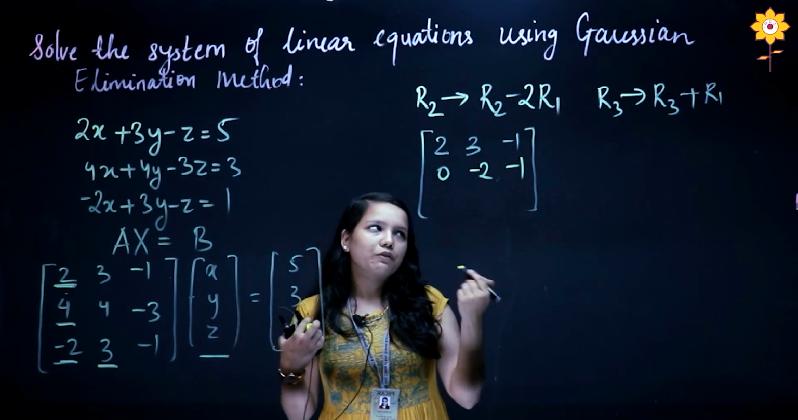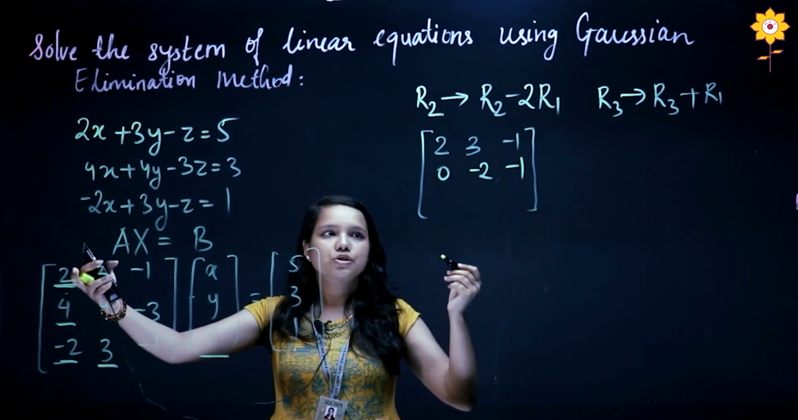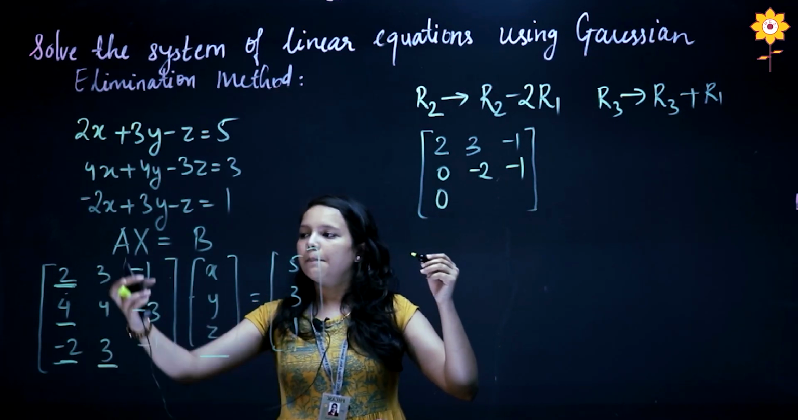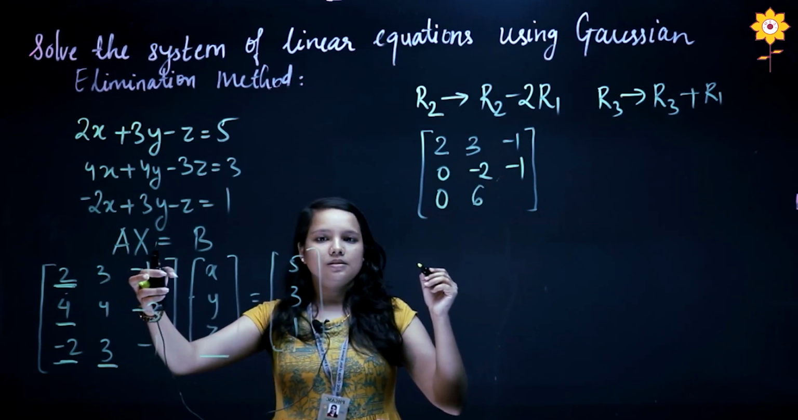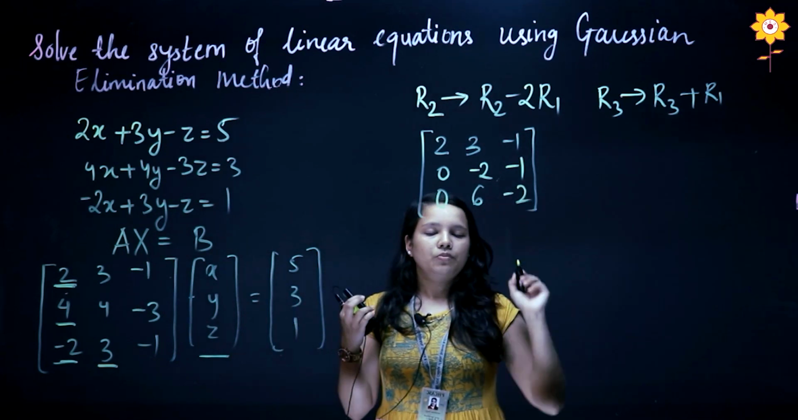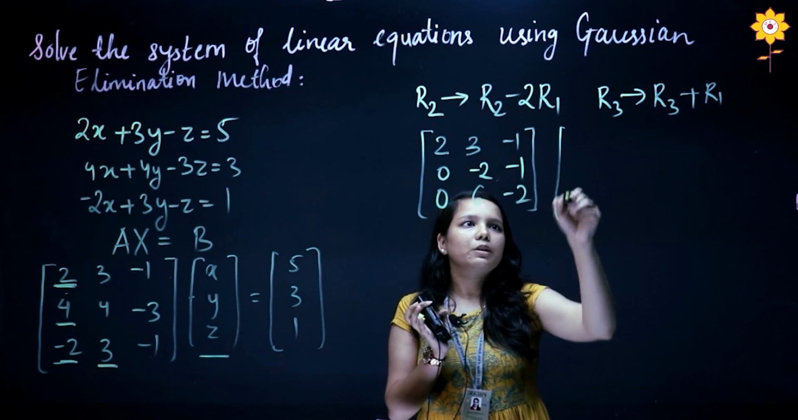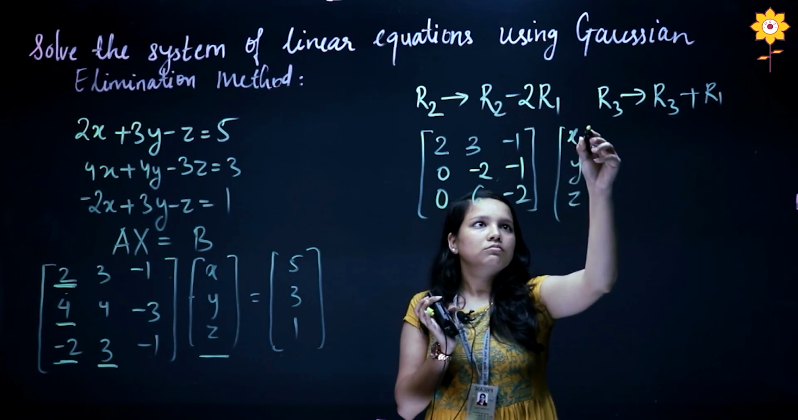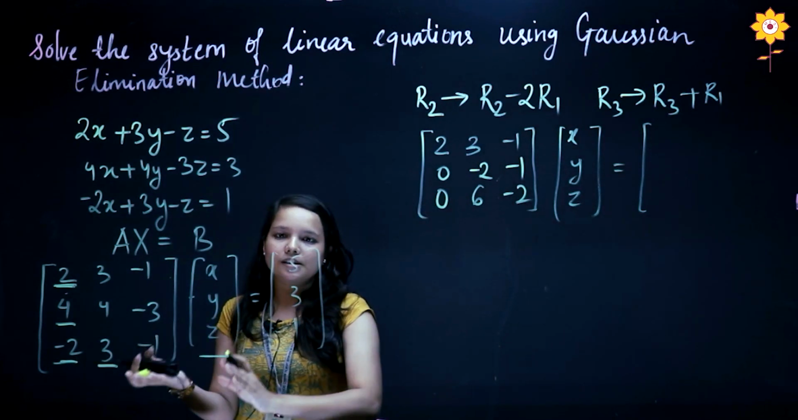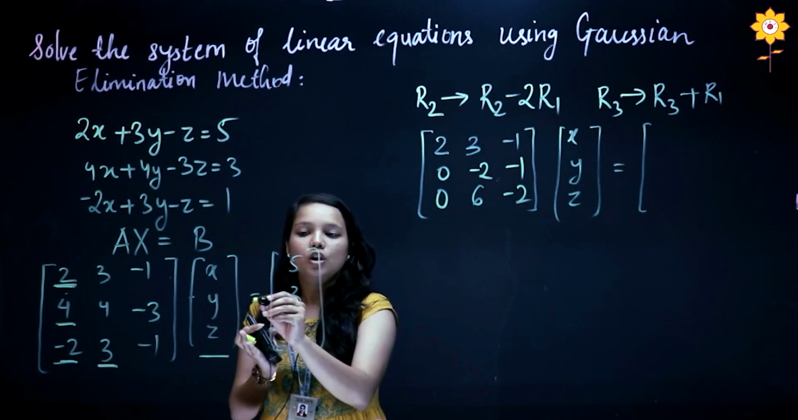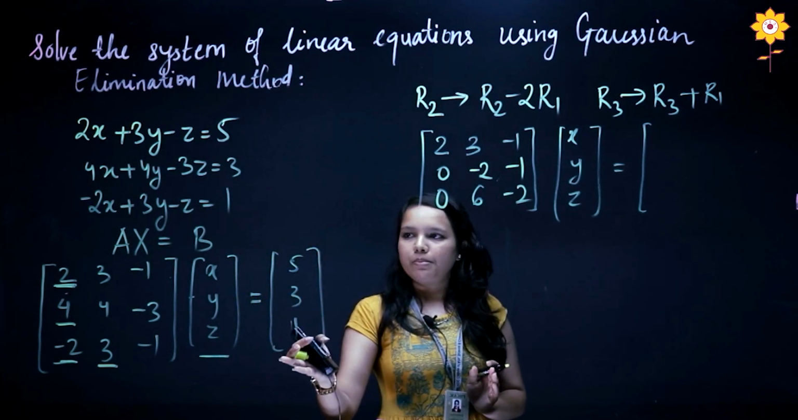Now the last row also we have to do the same changes. So it is R3 plus R1. Minus 2 plus 2 will be 0, 3 plus 3 will be 6 and minus 1 plus minus 1 will be minus 2. So this is what my matrix A is now changed to. There will be no changes in the unknown matrix. The same row transformation which we have done for matrix A, we have to do for matrix B also.